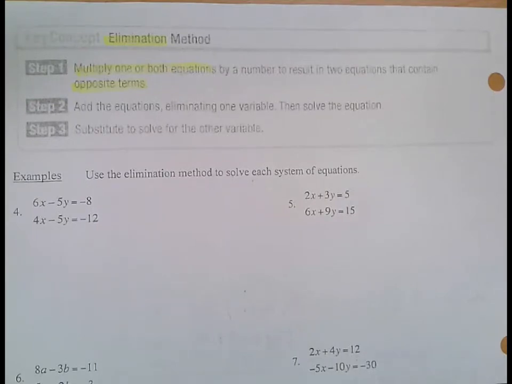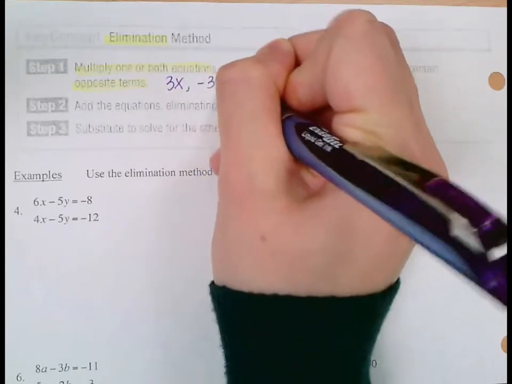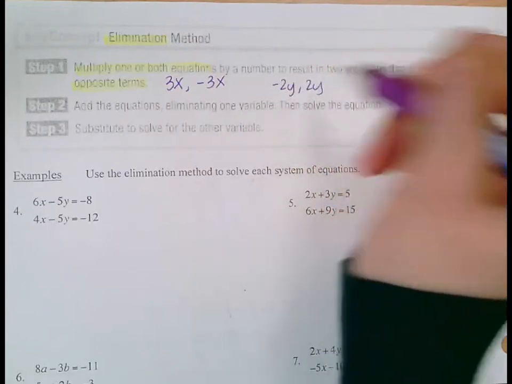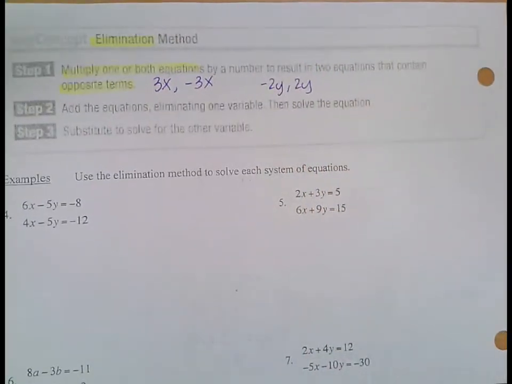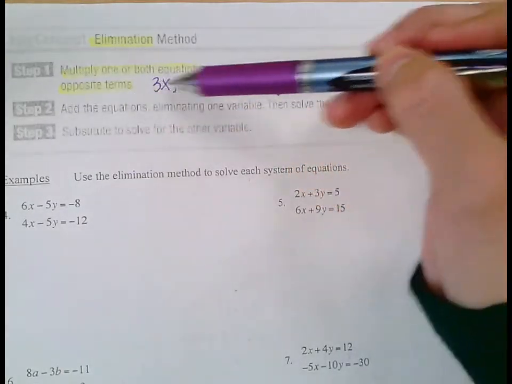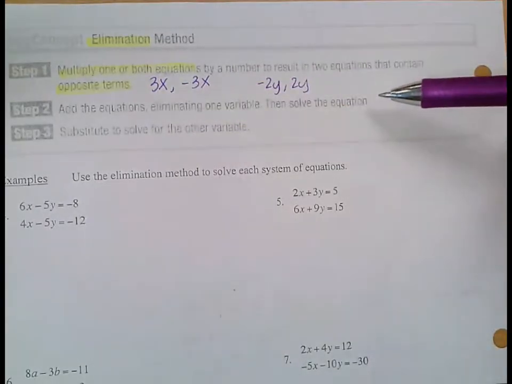Opposite means one's positive, one's negative, and when you add them together, it equals 0. They cancel out. So for example, if you have positive 3x, the opposite term would be negative 3x. They add to be 0. Or negative 2y and positive 2y. So sometimes your equations already have opposite terms, which means you can move on to step 2. Step 2 then is to add the equations, and when you add opposite terms, they equal 0, they cancel. This eliminates one of your variables. You then solve the equation that you're left with for the other variable.